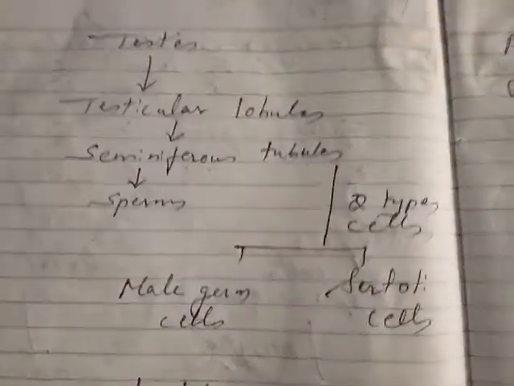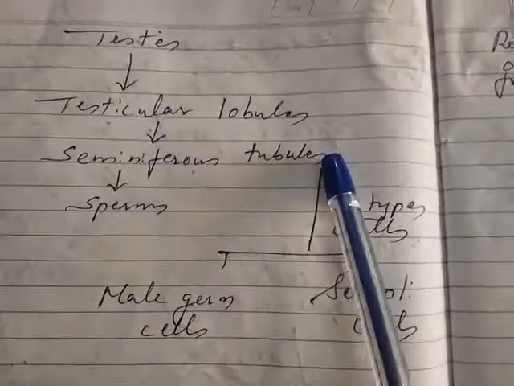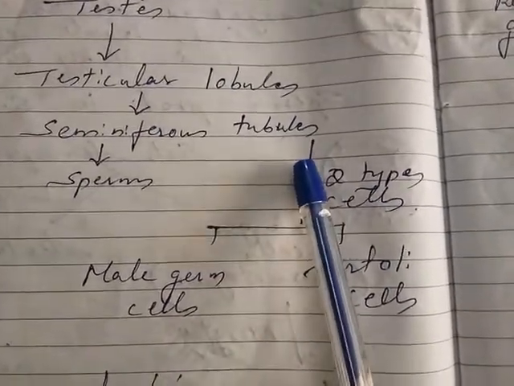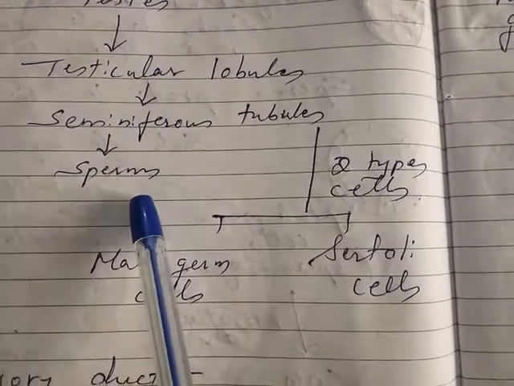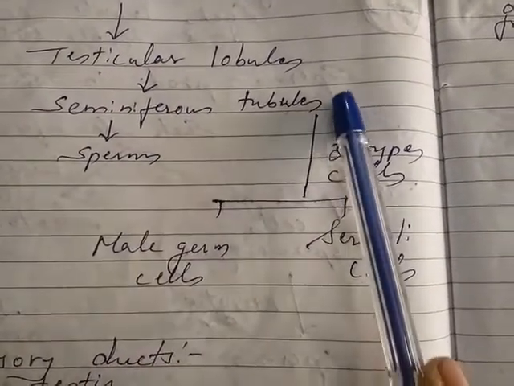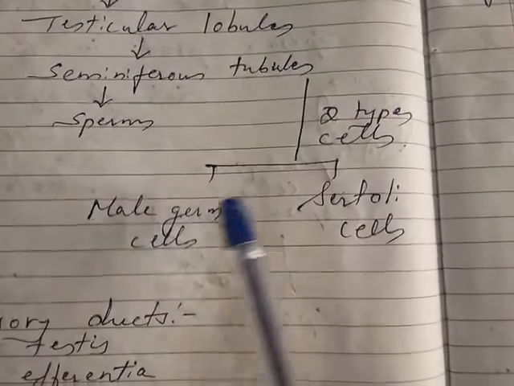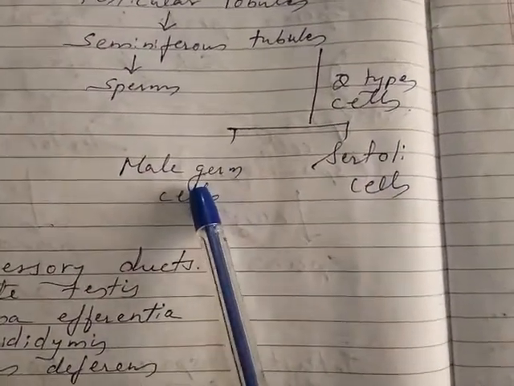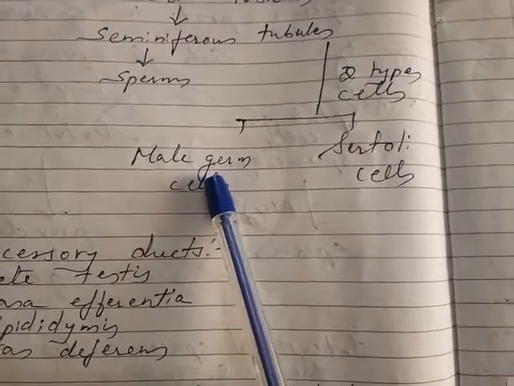Then the testes. Inside the testis, testicular lobules are present. Inside the testicular lobule, seminiferous tubules are present, and the seminiferous tubules produce sperms. The seminiferous tubule has two types of cells, called male germ cells and Sertoli cells. Male germ cells are also called spermatogonia.